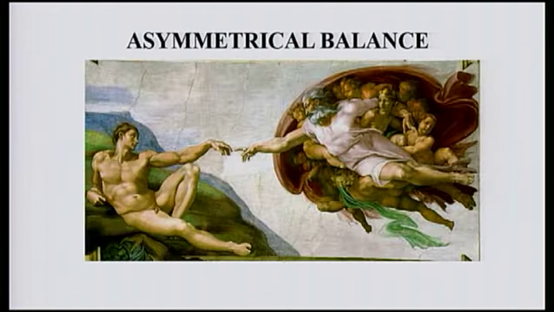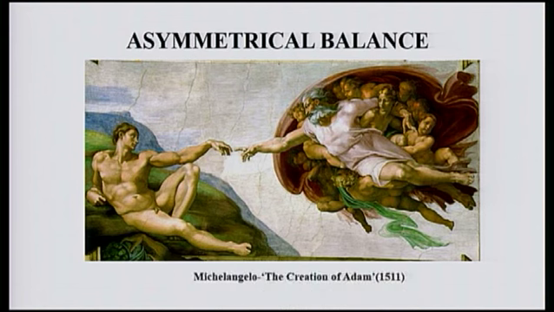This fresco of Michelangelo, when bisected by an imaginary line, one side is different from the other. Yet, our eye moves from one side to the other in an even way. Thus, it is asymmetrical but balanced.